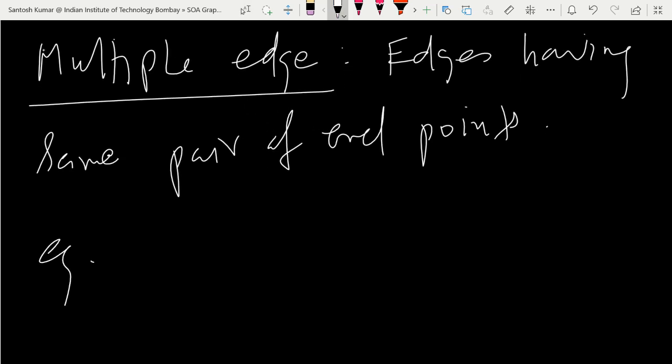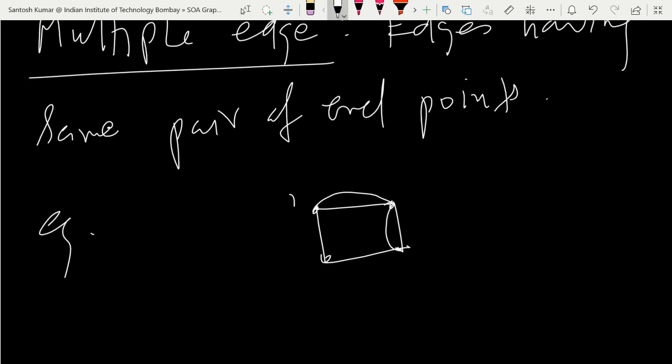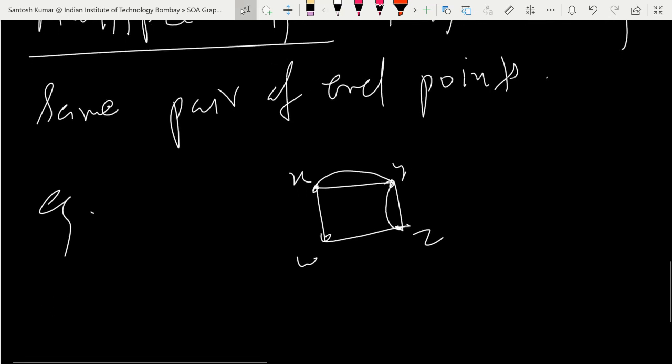Okay, so for example, for four vertices, this is a multiple edge. You can see here we can also make it like this. So there are two multiple edges. So between x and y we have two edges, and between y and z two edges.